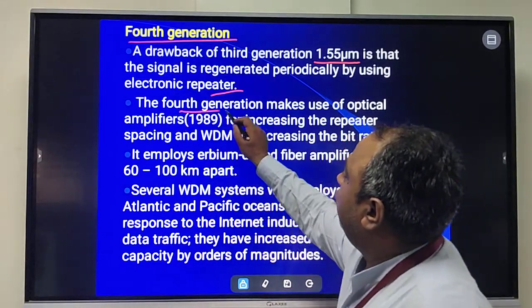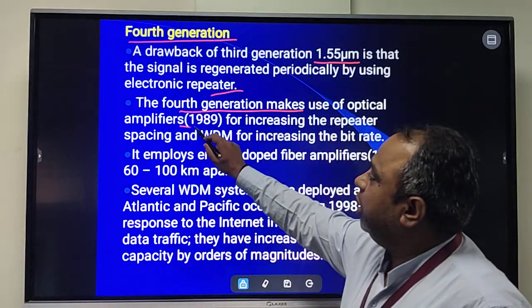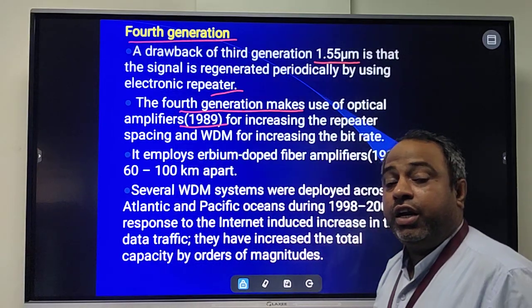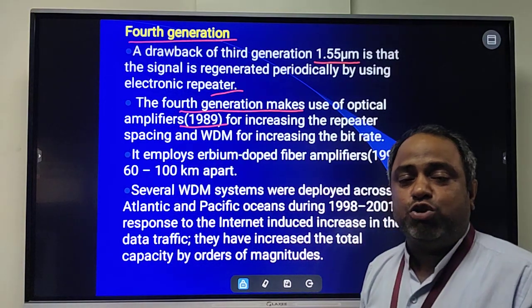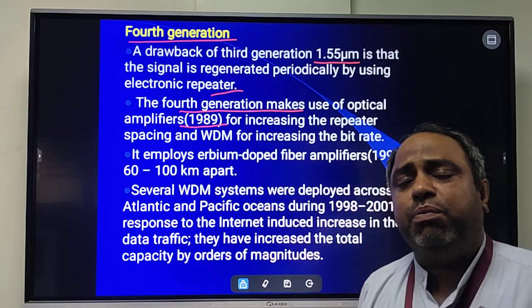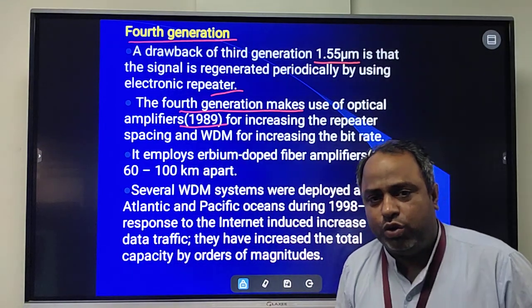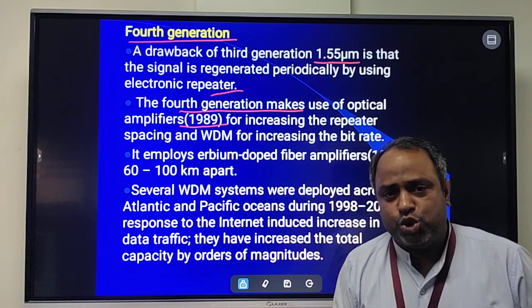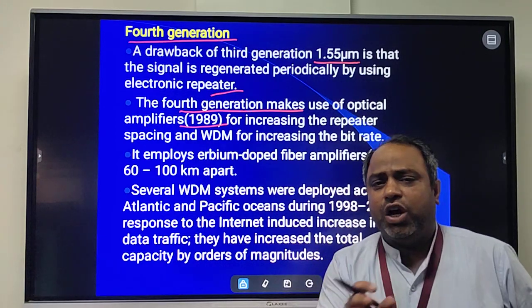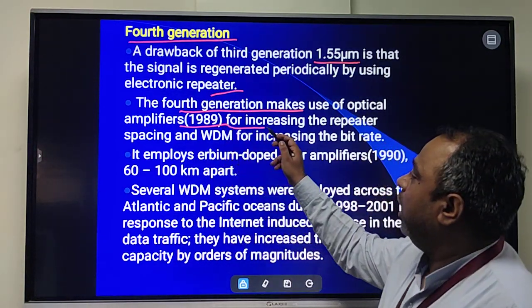Look at this. The fourth generation made use of an optical amplifier in 1989 and 1990. At that time, the signal could be improved 10 times, 20 times. It is up to you what kind of signal you want to transfer and what kind of information you share from the source to destination without any lag, with the help of that amplifier.